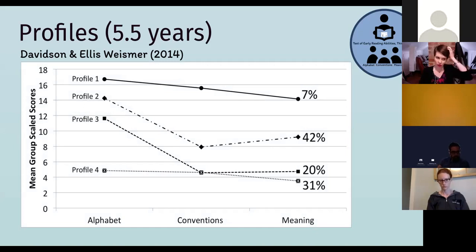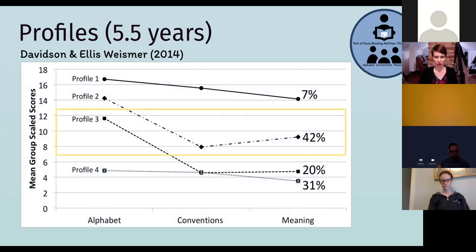comparison. So I've presented the conventions information here just so you can see. We're going to largely ignore that for now. I'm going to highlight here in yellow the average range of performance for this test. So again, we have performance on the y-axis and our subtests on the x-axis. I'm going to again map the alphabet subtest to word reading abilities and the meaning subtest to listening comprehension.